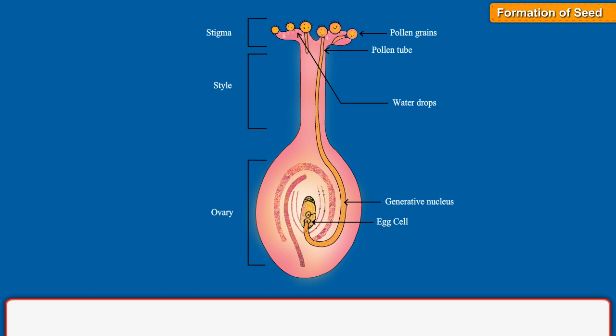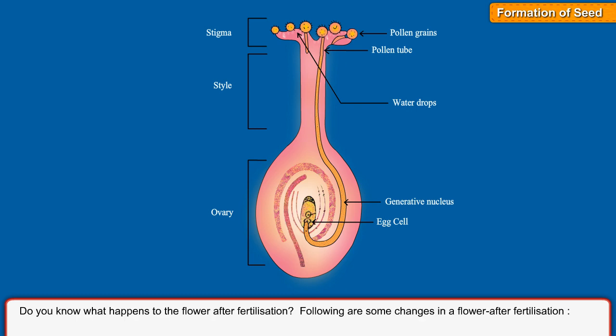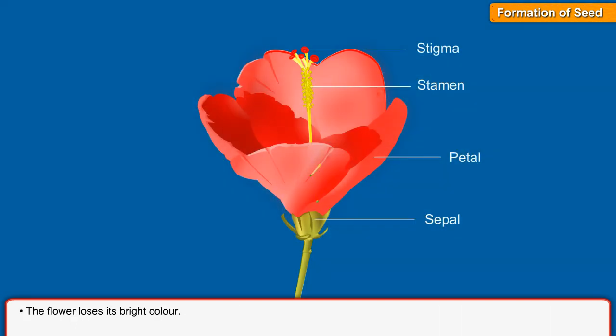Formation of seed. Do you know what happens to the flower after fertilization? Following are some changes in a flower after fertilization. The flower loses its bright color. The sepals, petals, and stamens fall off. The ovary increases in size and becomes a fruit. The ovary wall becomes the fruit wall. Inside the ovary, the ovules develop into seeds.